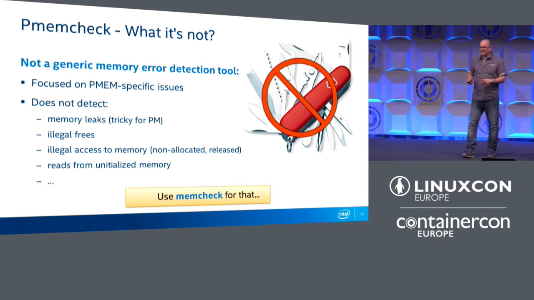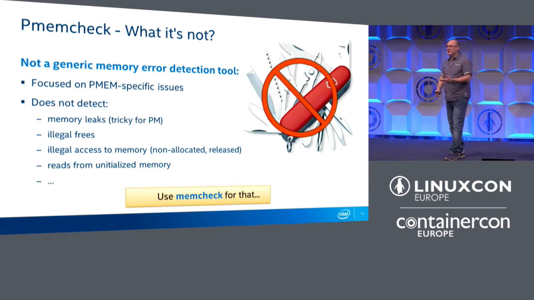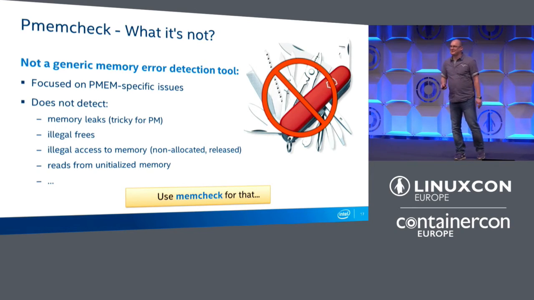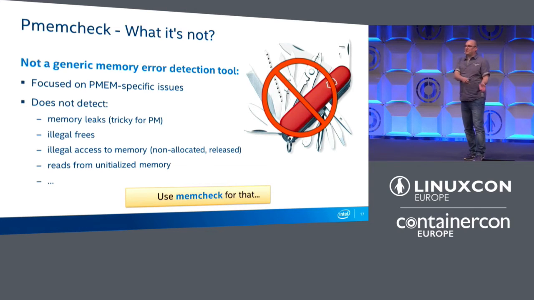What Pmemcheck is not: this is not a generic memory error detector. It's not designed to detect memory leaks, double frees, and stuff like that, or access to uninitialized memory, out of bounds, and so on. For this purpose, you should use Memcheck, because this is designed for that. Actually, memory leaks are a tricky part in the case of persistent memory, because if you allocate and you don't free before the program termination, this is perfectly fine, because this is persistent memory. You want these objects to persist until the next run of your program. So this is perfectly okay.